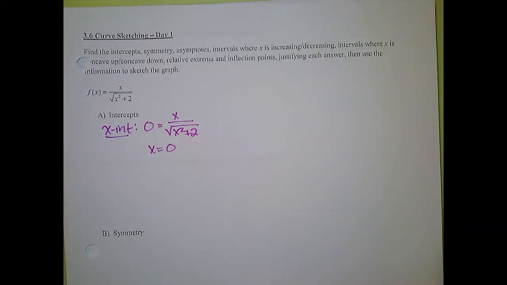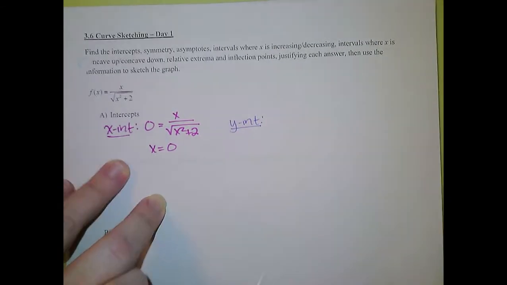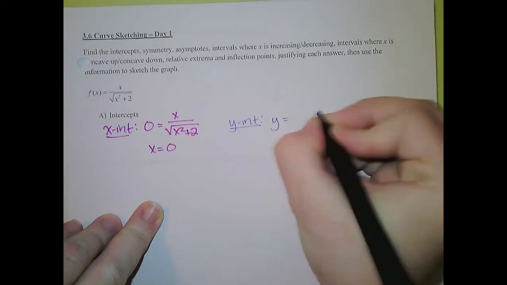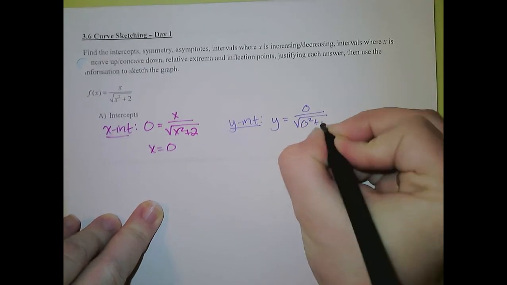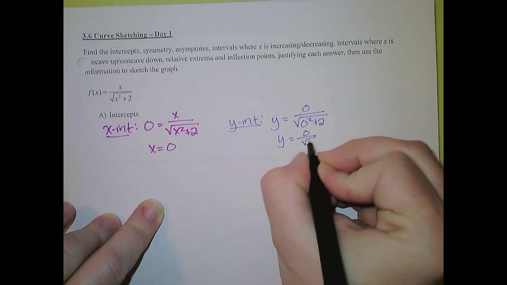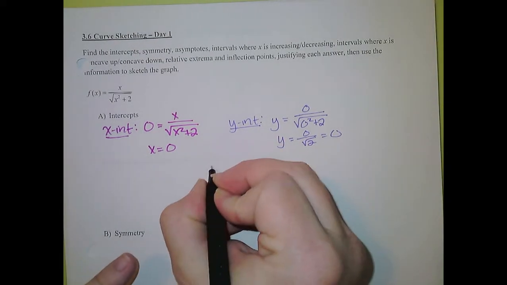For our y-intercept, we're looking for where our x value is 0. So to find our y-intercept, we'll put 0 in for x. So we get 0 over the square root of 2, which is 0. So our y-intercept is also at 0. In other words, our x-intercept and our y-intercept both occur at the same place here, at the origin, (0, 0).